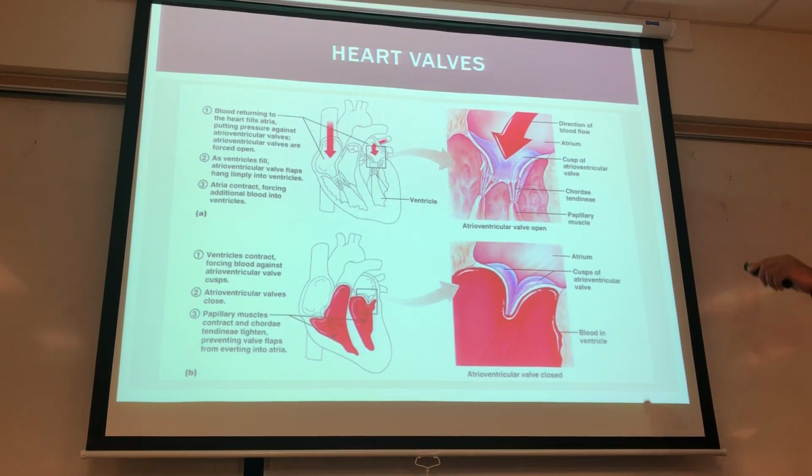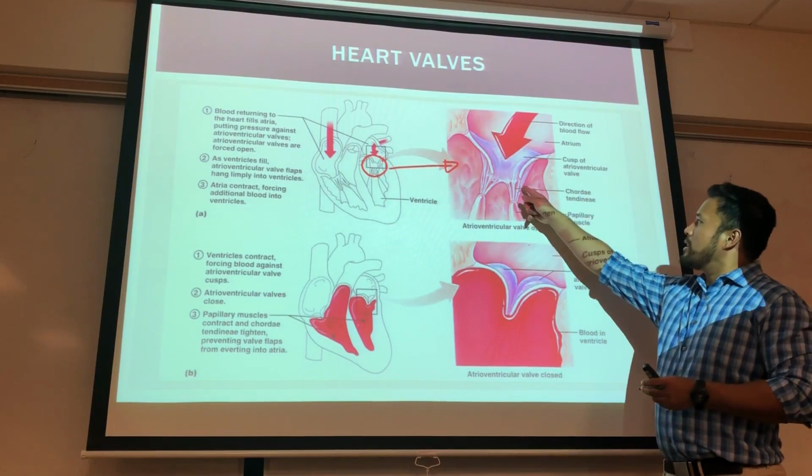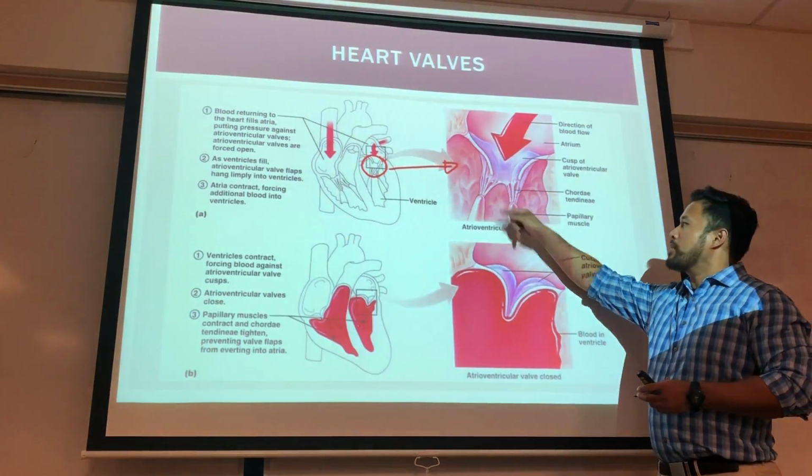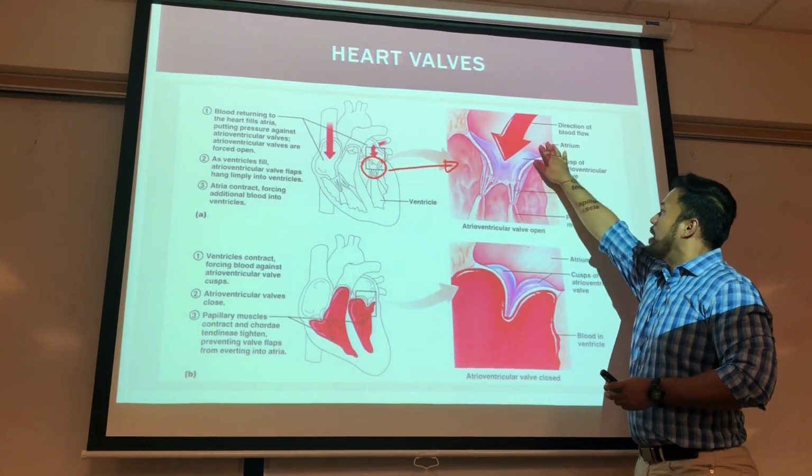And as blood flows through, you can see in between, these are going to be our AV valves that are going to be zoomed in right next door. You can see blood flowing in, and as blood flows through, that'll allow these leaflets to open, and you can see the chordae tendineae are not very tight at all. In fact, they're very loose, and the papillary muscles are relaxed to allow blood to flow from the left atrium into the left ventricle.